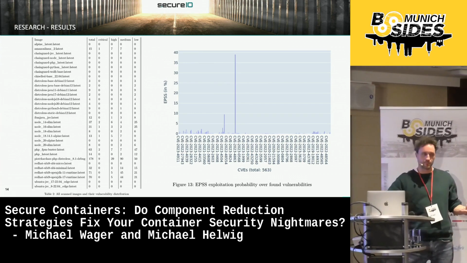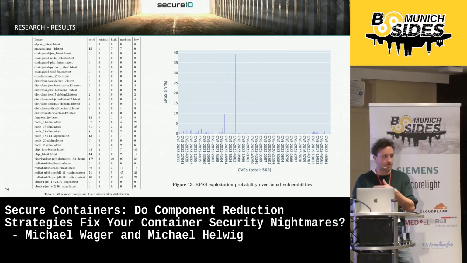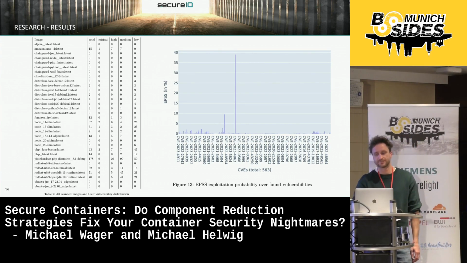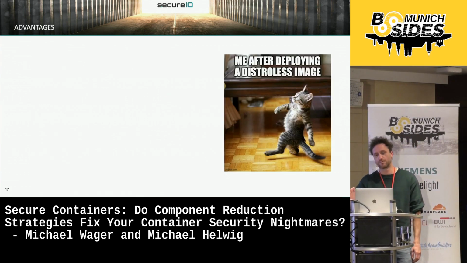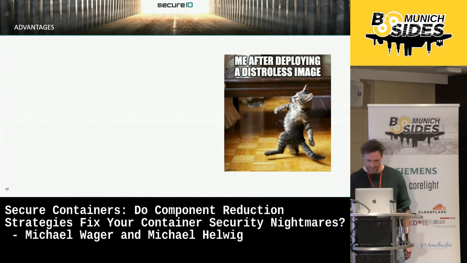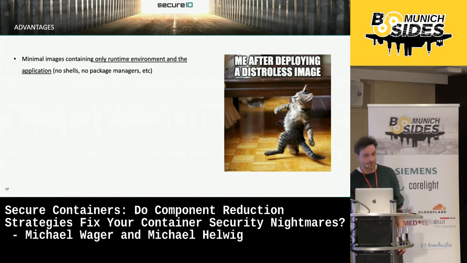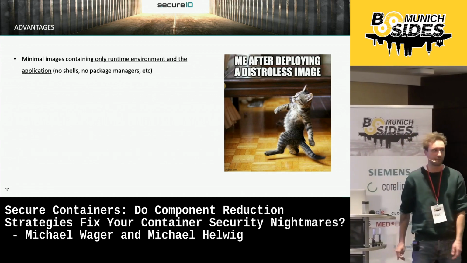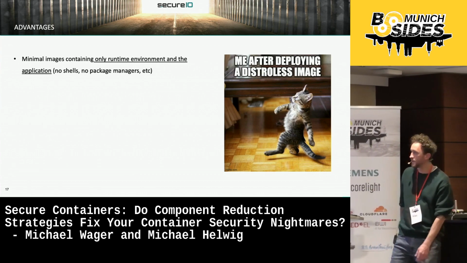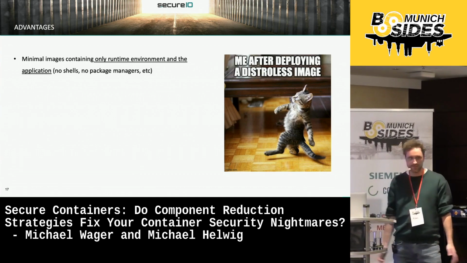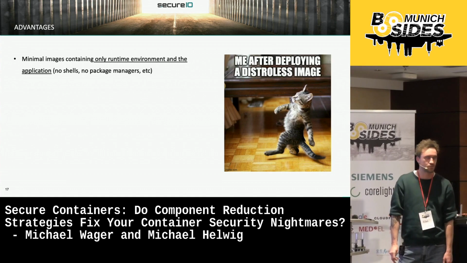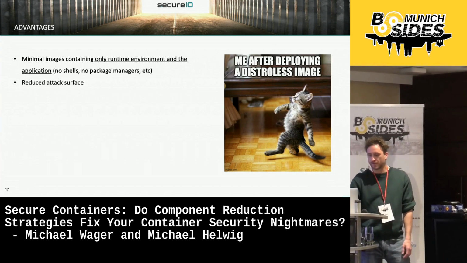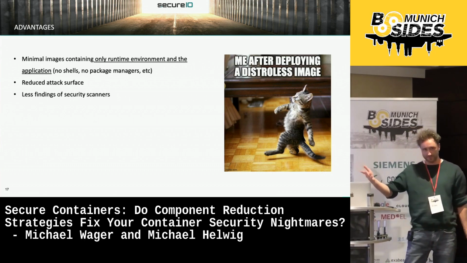So at least according to that score, exploitation probability is pretty low for most of the findings. So I hope you feel like that after you deploy the distroless image. Coming to the advantages, we get minimal images only containing the runtime and the application and its dependencies. No shells, no package managers, no other stuff, maybe no netcat binary, which your application doesn't need anyway, and therefore a reduced attack surface and fewer findings of container scanners.